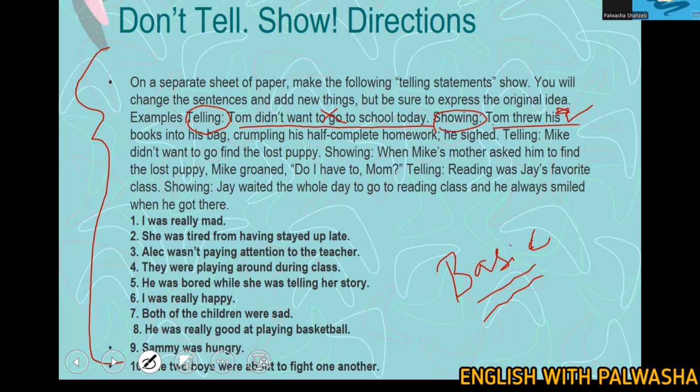Tom threw his books into his bag, crumpling his half-complete homework. He sighed. फिर again अगली एग्जांपल आ गई टेलिंग की. Mike didn't want to go find the lost puppy. Showing आ गई. This is also not acceptable. This is acceptable. Showing. When Mike's mother asked him to find the lost puppy, Mike groaned. Do I have to, mom?